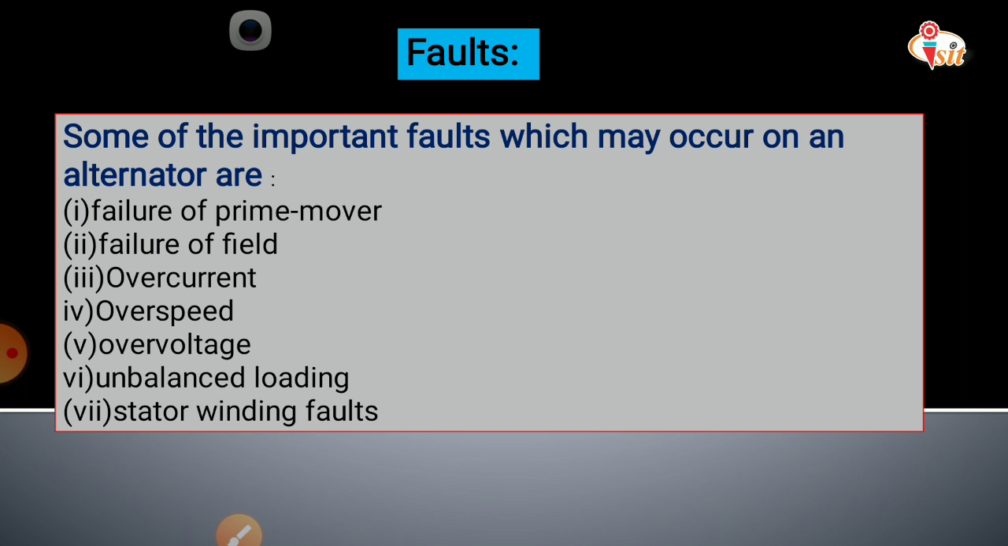Then second is the failure of field. So the chances of field failure on the alternators are very rare, and if it does occur, no damage will be caused to the alternator, and it can run without the field for a short period. So this is the failure of field.